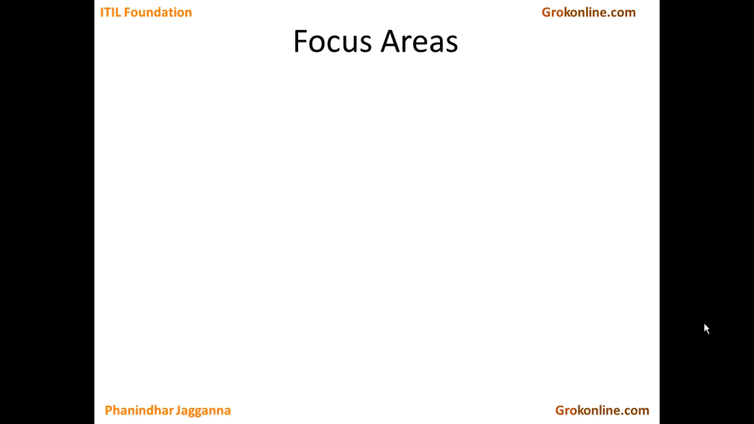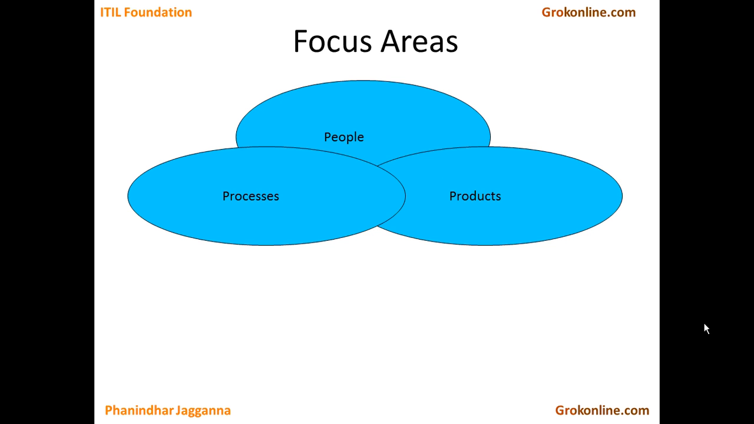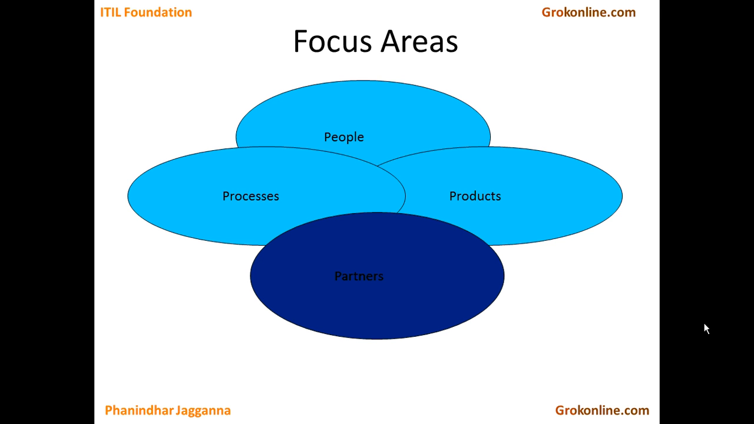There's one thing we have to be really clear about, which we discussed in the previous videos: the difference between V2 and V3 is that V3 supports partners along with process, people and products. In V2 it was just supporting process, people and product, but V3 supports not just process, people, product but also the partners.